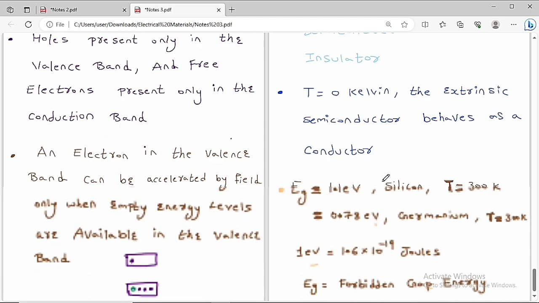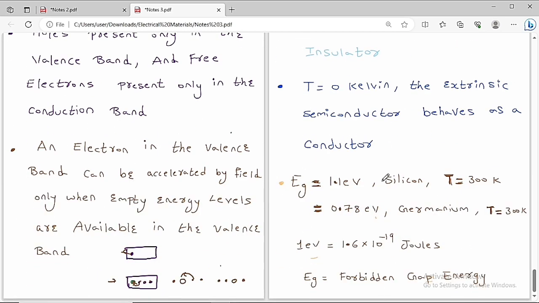Okay. So finally, the last point of this lecture, which is for silicon. For silicon, what is the band gap energy? It is 1.1 electron volt at a temperature of 300 Kelvin. And its value is 0.78 electron volt for germanium at a temperature of 300 Kelvin. So these values are also very important. Definitely they will ask in the examinations. So for silicon at 300 Kelvin, the band gap energy is 1.1 electron volt, and for germanium at 300 Kelvin, the Eg value is 0.78 electron volt.